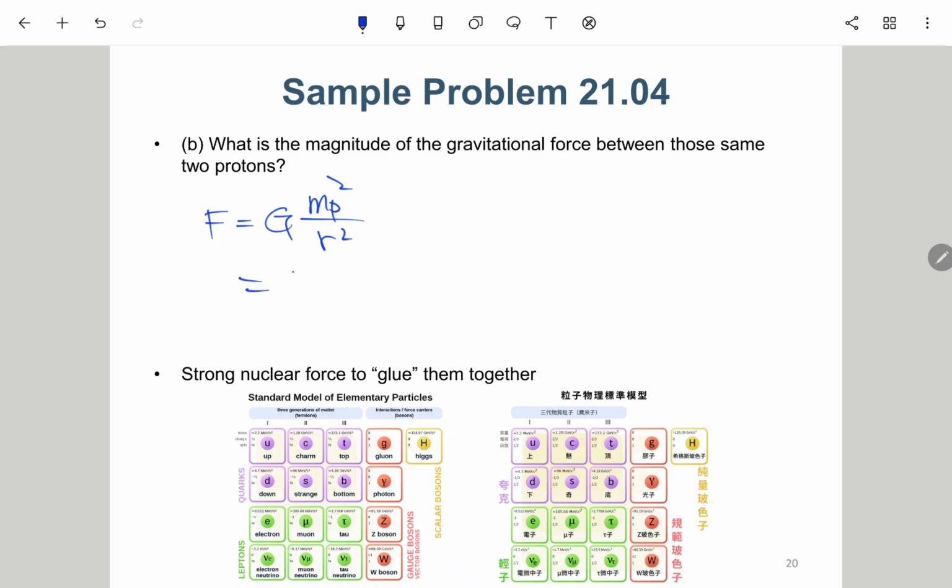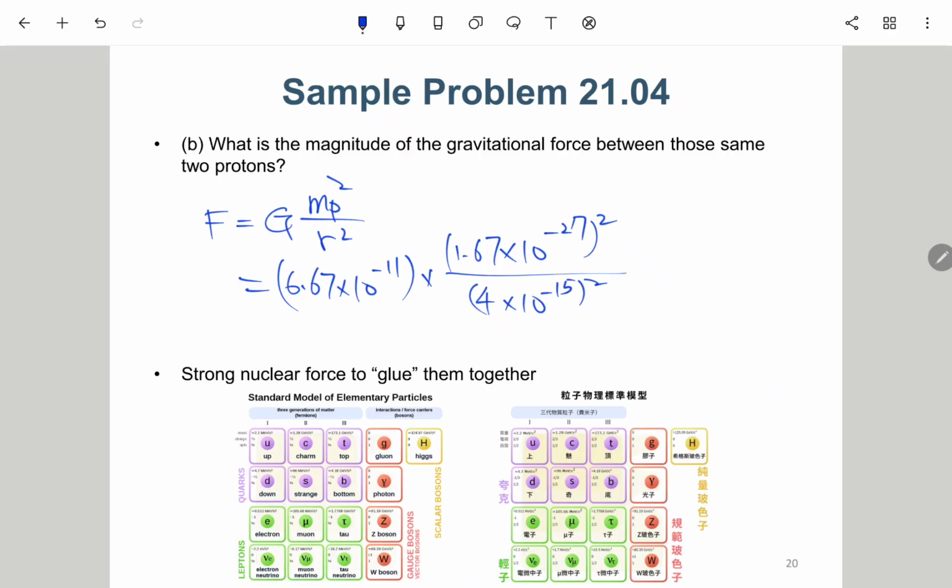So this is 6.67 times 10 to negative 11, and then times the mass of a proton, 1.67 times 10 to negative 27, square, and then the R is actually the same, 4 times 10 to negative 15 square. So the value is 1.2 times 10 to negative 35 Newton.